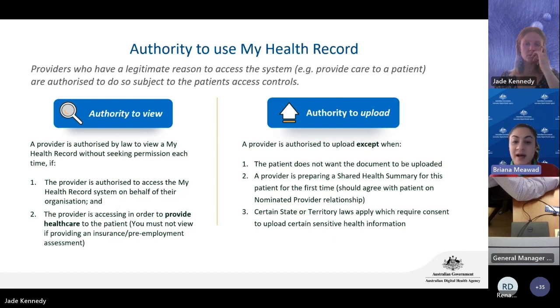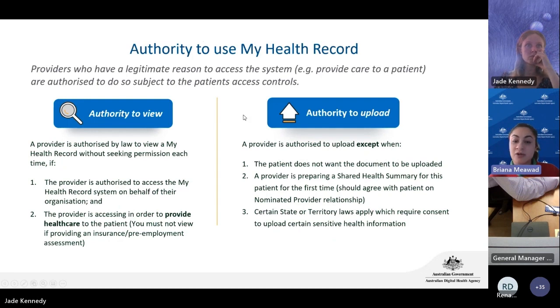The second part to having authority to view is that it must be for the purpose of healthcare delivery. So as long as the user of the system has been authorised by their organisation and they are viewing the My Health Record for the purpose of healthcare delivery, then they have what is referred to as authority to view. And this is, you are protected by the legislation to use the system as you see clinically fit.